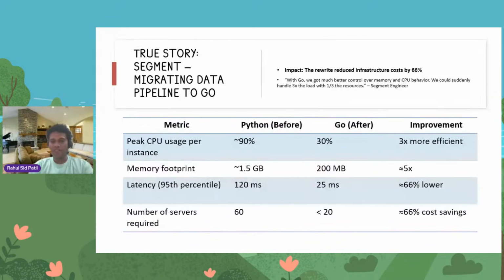CPU usage dropped from 90% to 30%. Memory usage went down from 1.5 GB to just 200 MB. Latency improved 5 times, and they needed far fewer servers. The result, a faster, leaner, and more scalable pipeline. Now, how can we build something like that? Yes, we are going to answer this question today. But first, let us understand what a data pipeline is.